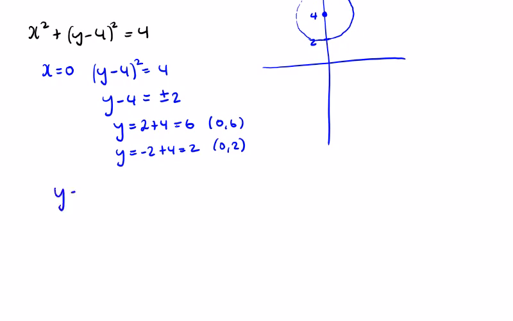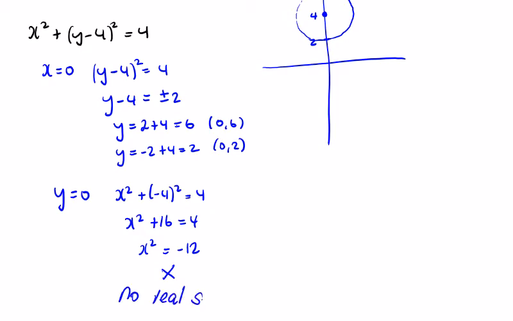If y is equal to 0, we're going to get x squared plus minus 4 squared is equal to 4. X squared plus 16 is equal to 4. So x squared is equal to minus 12. And we know that we can't get a minus number if we square something. So you can see here, no real solutions. Therefore, it does not intersect the x-axis.